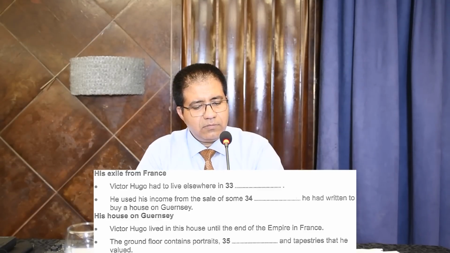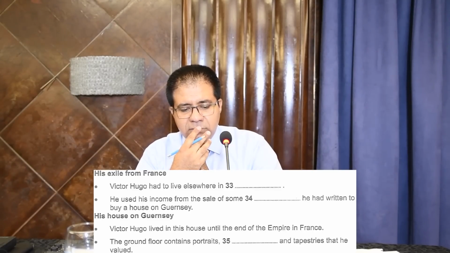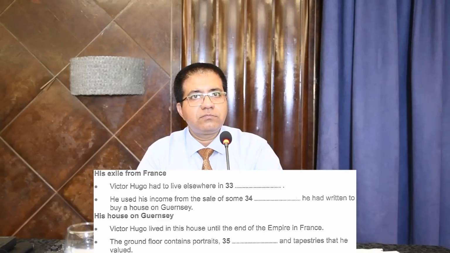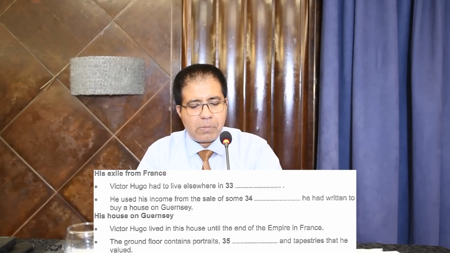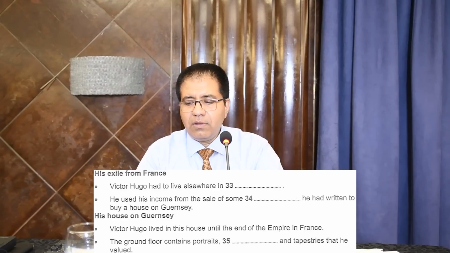Guernsey was actually his third place of exile, and he landed there in 1855. He produced a lot while on Guernsey, including Les Miserables, and to do this, he had to spend a great deal of time in the home that he had there. This was a property that he bought using the money he'd made in France from the publication of a collection of his poetry. It was the only property he ever owned.